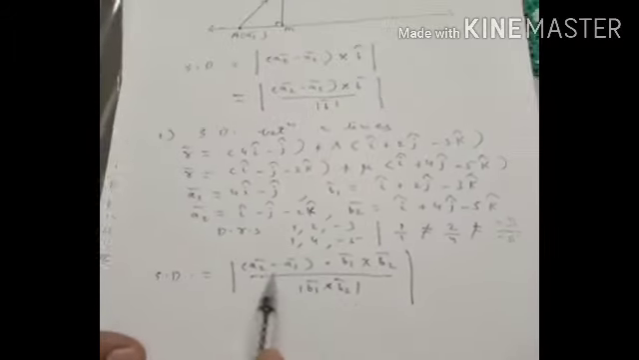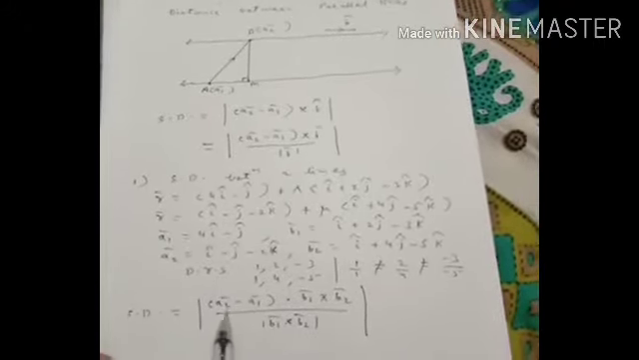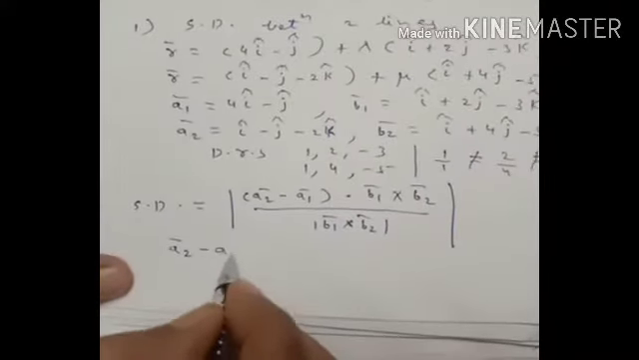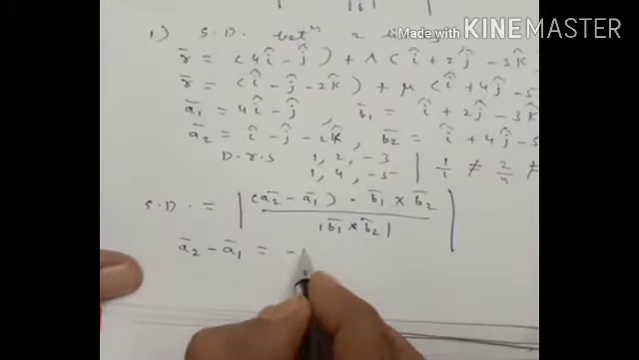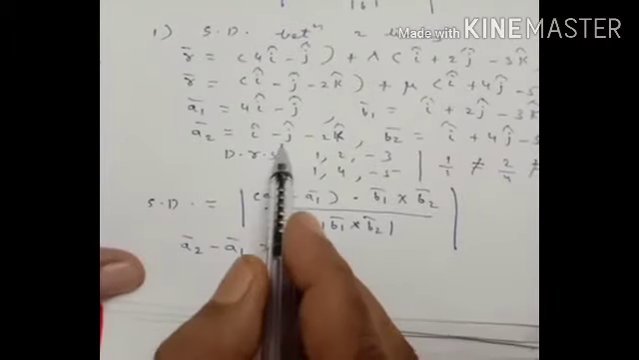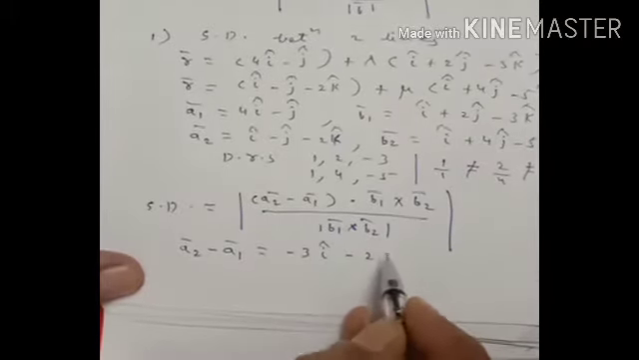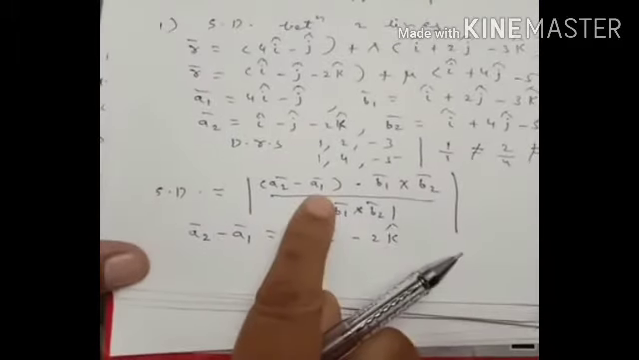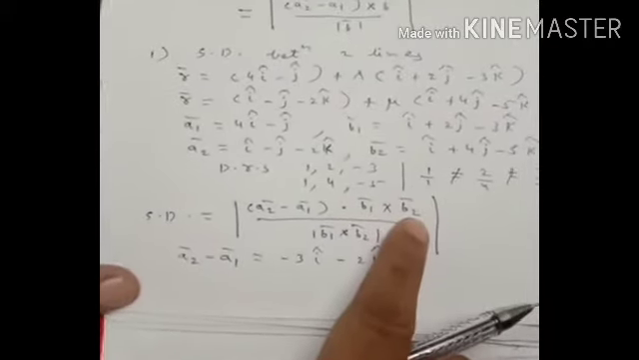The shortest distance between skew lines is given by this formula. In the bracket, a2 bar minus a1 bar is the subtraction of two vectors, and the subtraction of two vectors is a vector quantity. So i minus 4i is minus 3i, minus j plus j gets cancelled, minus 2k. This is a2 bar minus a1 bar. This is one vector, b1 bar the second vector, b2 bar the third vector.